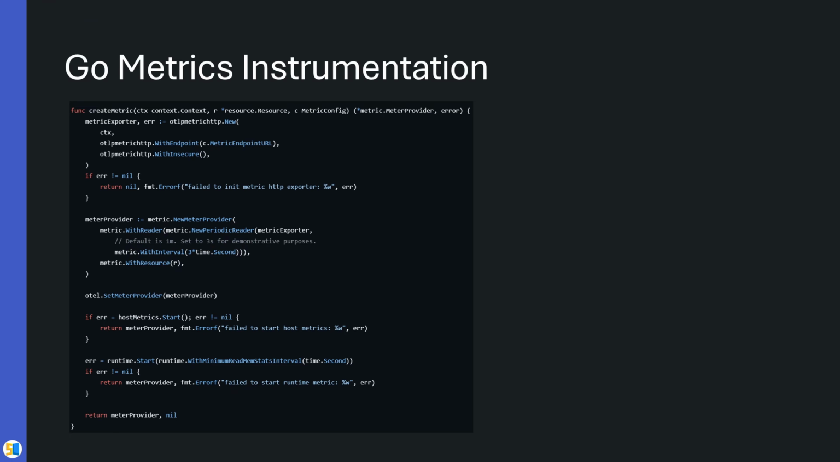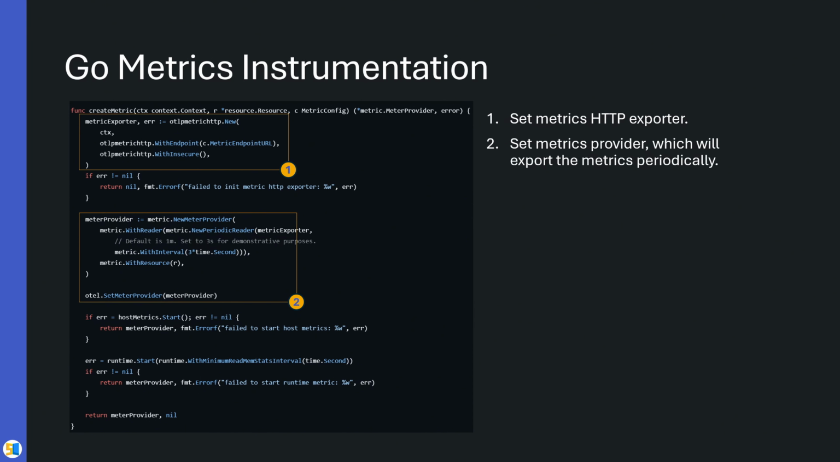Okay, how to instrument metrics in Golang. First, you need to, again, set the exporter. In this case, I use OpenTelemetry HTTP exporter SDKs. And then I set the provider, which will export the metrics periodically. In this case, I set it to 3 seconds, right?